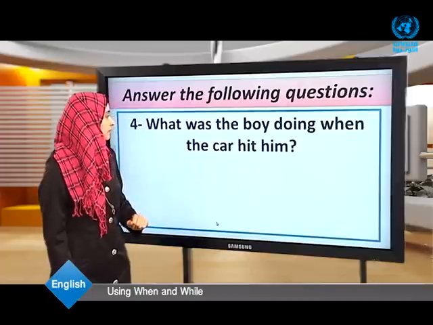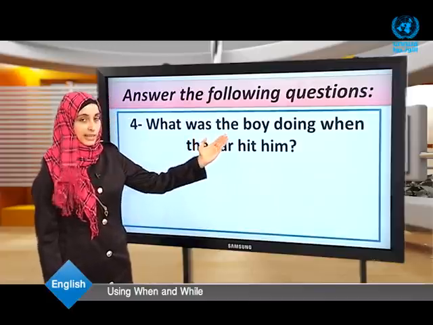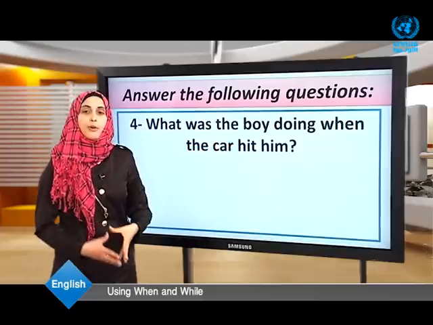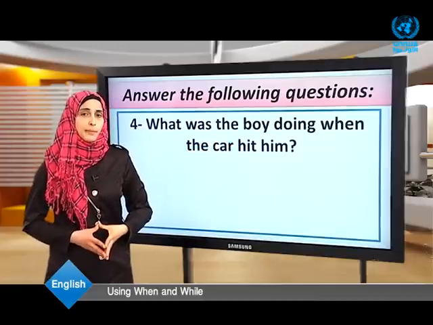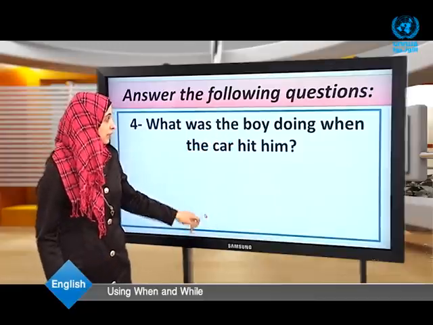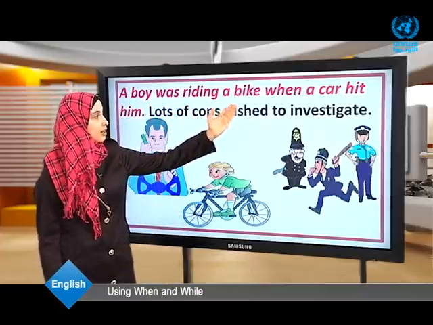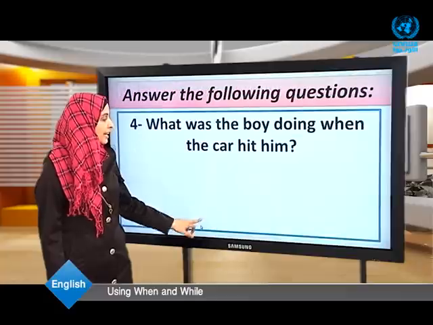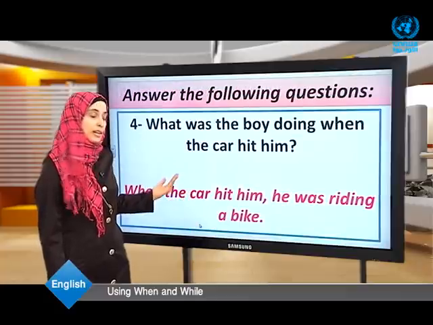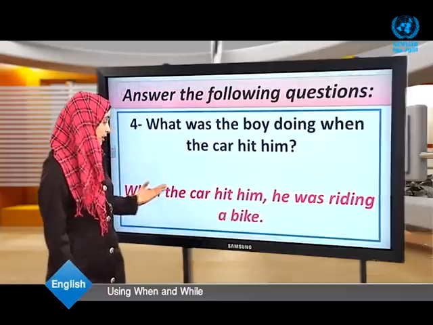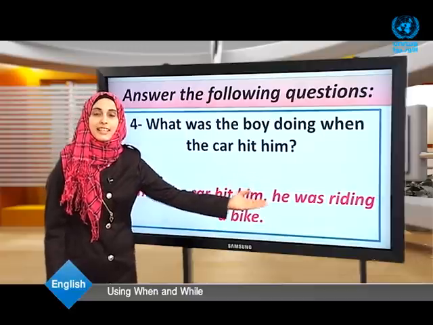The fourth one: what was the boy doing when the car hit him? What was he doing? Can you remember? Let's check together. "A boy was riding a bike when a car hit him." So he was riding a bike when a car hit him. When the car hit him, he was riding a bike.